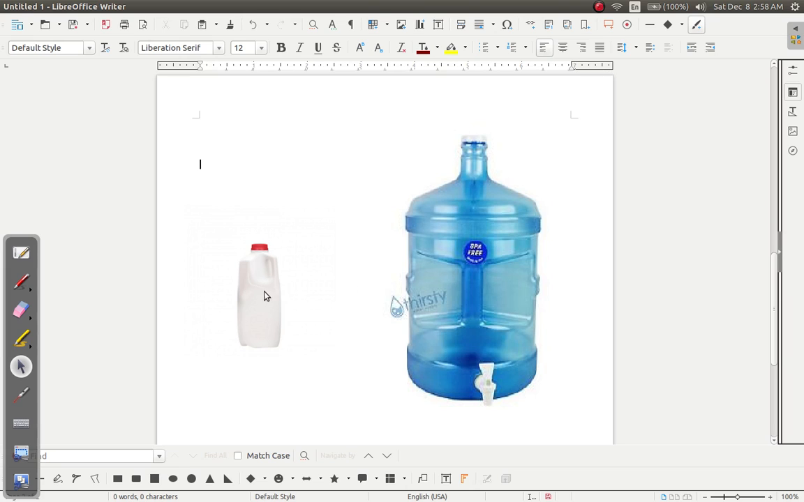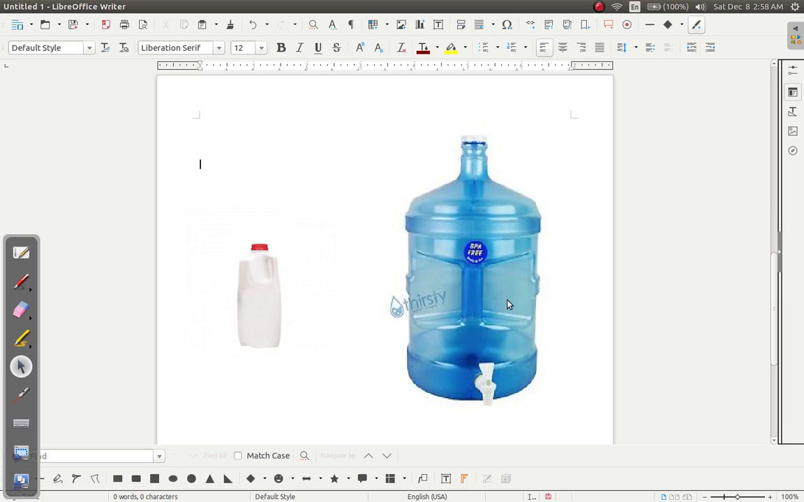1/2, I fill it and throw 1 time, that's 1/2. Throw it again, 2 times, that's 1 gallon. 3 times, this is 1.5. 4 times, that would be 2 gallons.